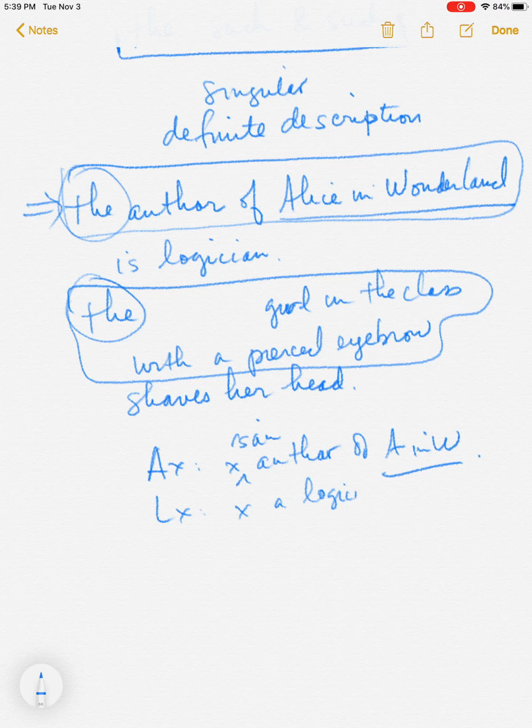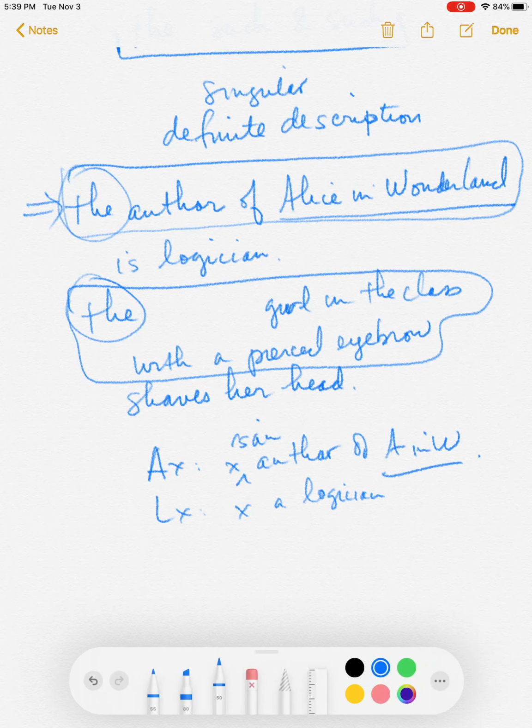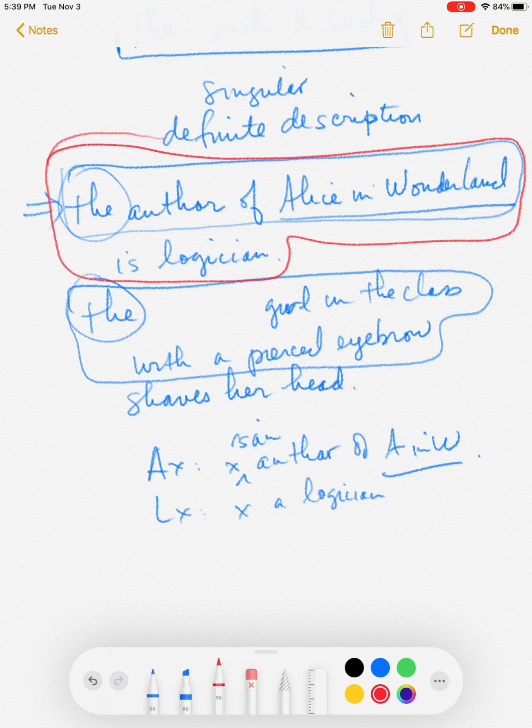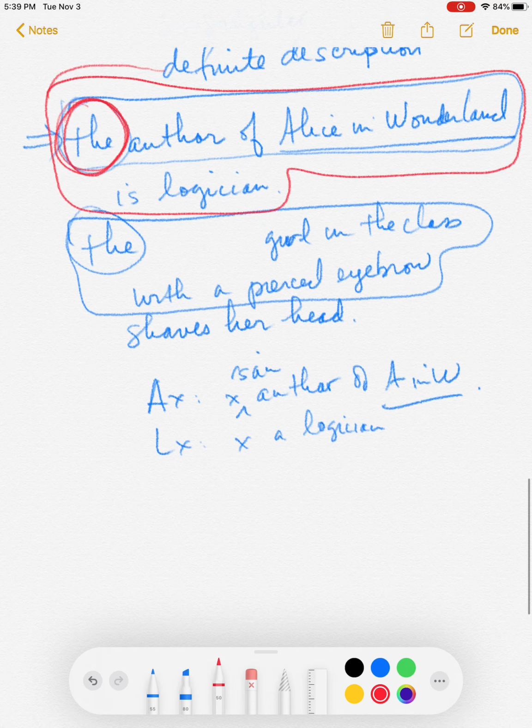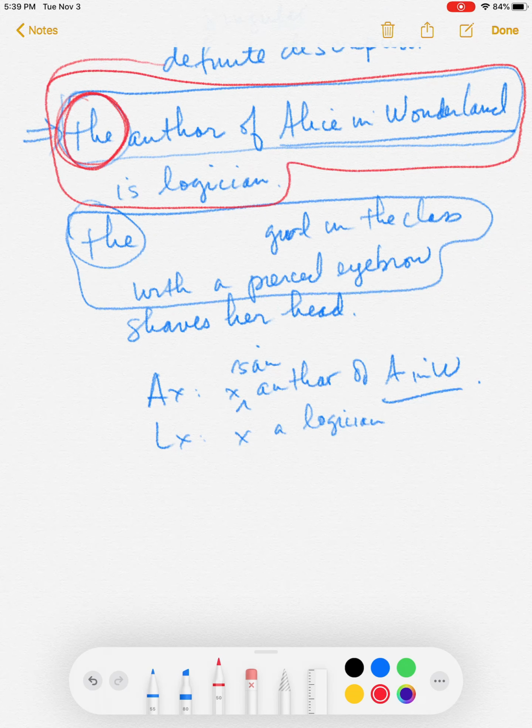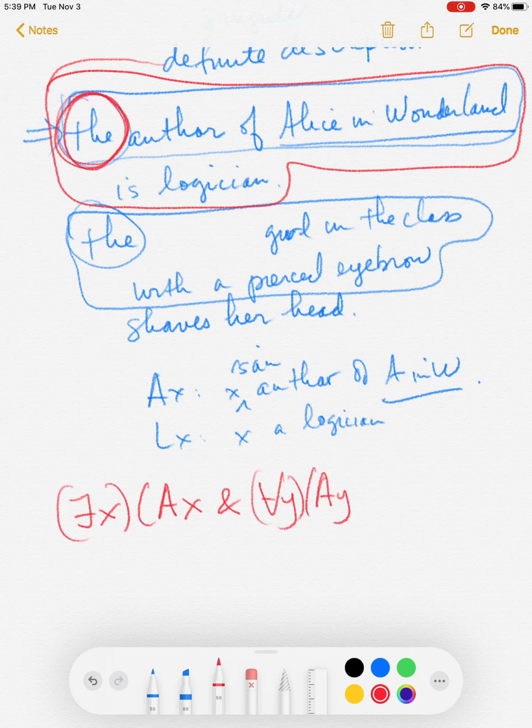And what we're going to say when we translate this sentence, we're going to pack into that sentence the idea that there's a unique author of Alice in Wonderland, and that person is a logician. So we're actually going to need an existential quantifier. It's going to be, there exists an X who is an author of Alice in Wonderland, right? So that says there's at least one author of Alice in Wonderland, but we want to say he's the only one, right? And the way that we do that, remember, is, if you run into somebody who's an author of Alice in Wonderland, no, it's the same guy.